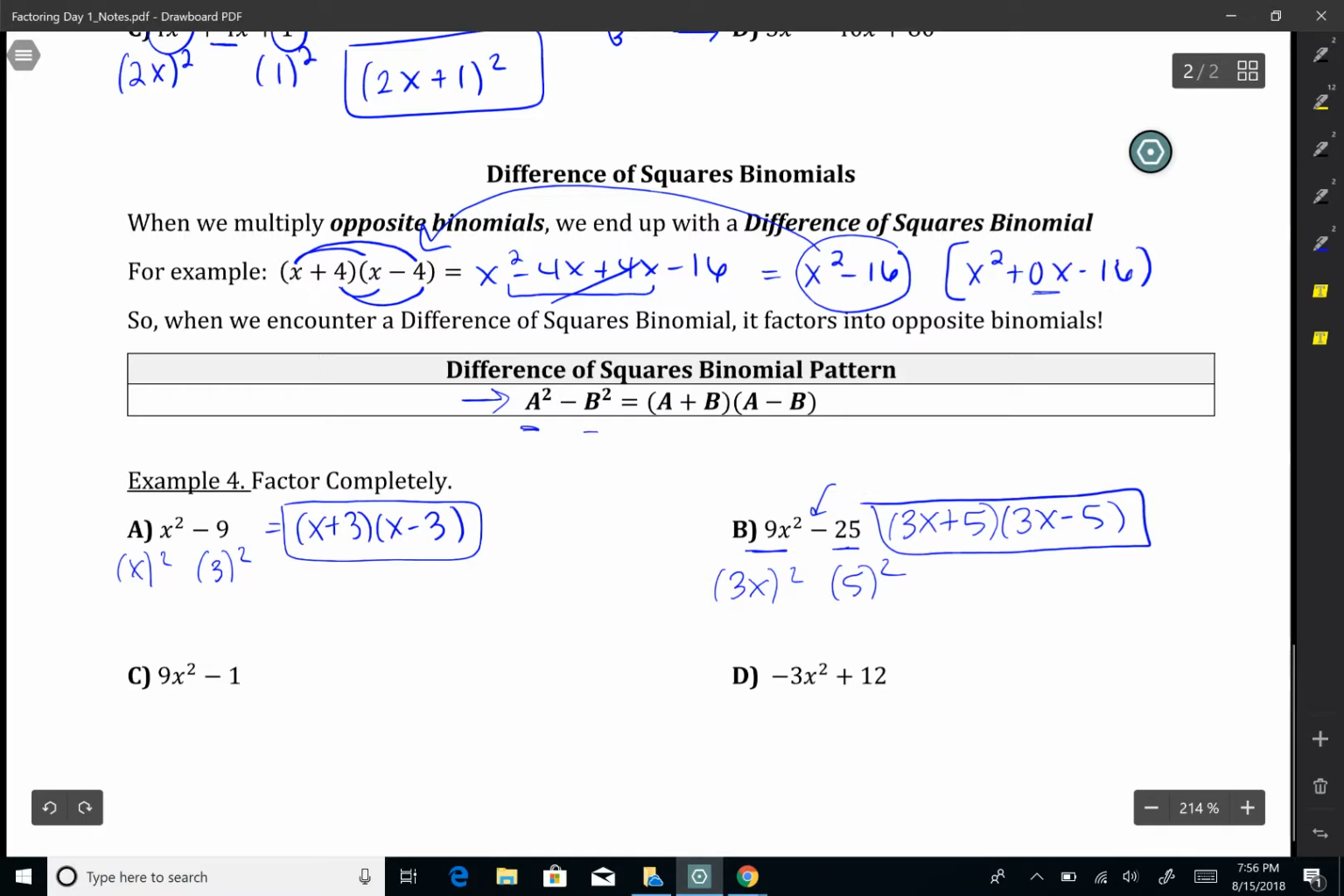And we're going to end with example C. We're going to do D in class. All right. C, perfect square, 9x squared. Whoa. And 1 is a perfect square. The square root of 9x squared is 3x. The square root of 1 is 1. So 3x plus 1 times 3x minus 1.